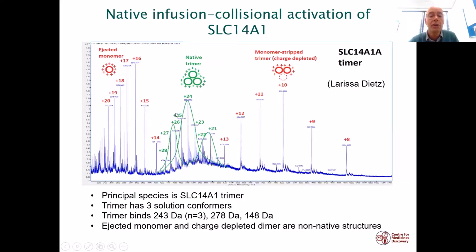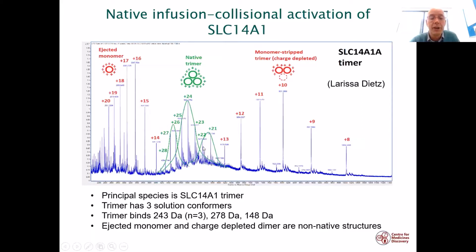From the charge distribution, we can determine that all of these peaks correspond to a trimer, SLC14. What we would like to do is fit a Gaussian distribution to the trimer charge envelope. But what you discover is actually you cannot do that. The only way you can fit Gaussian curves to this trimer charge envelope is you have to fit 3. And what that tells you is that SLC14 has 3 stable conformers for the trimer.